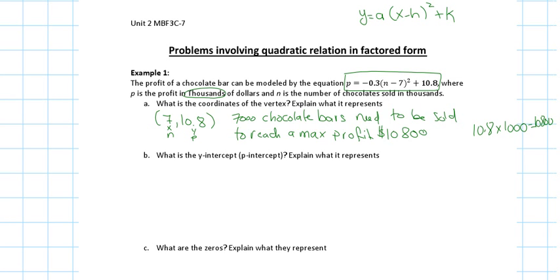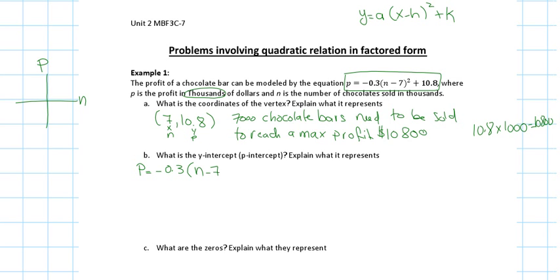Now, it's asking you for your y-intercept, or in this case, the p-intercept because it's P and n. How would you find your y-intercept or p-intercept in this case? Convert into standard form. Why do we convert into standard form? Because standard form gives me the y-intercept. So if I want to convert to standard form, what do I have to do? Expand. How many of you remember that from lesson number 1?